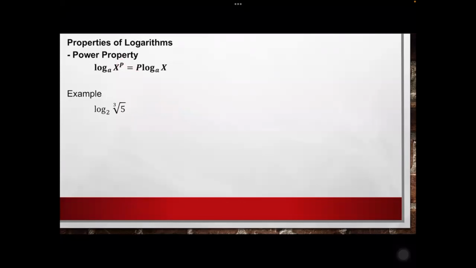Okay, so let's have another. We have here another example. We have logarithm of cube root of 5 with base of 2. This will be equal to logarithm. Siyempre, yung base natin ay 2. Anong ilalagay natin sa unahan? Square root of 3. Eh di, wala na yung 5. Yung square root of 3.